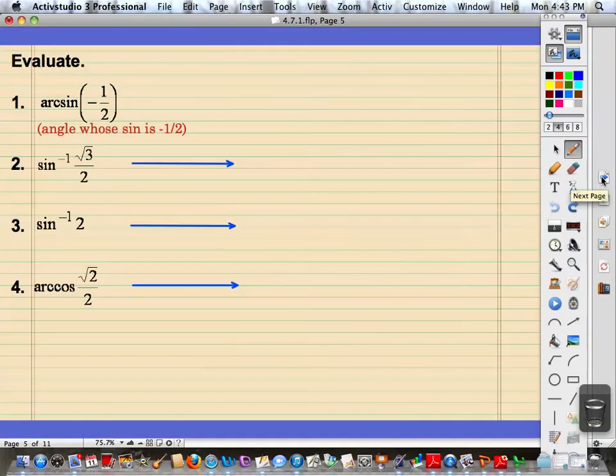Okay? So if we look at an example here, number 1, arc sine of -1/2. What that really means is some angle has the sine of -1/2.